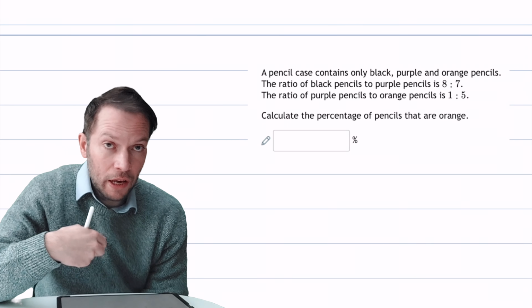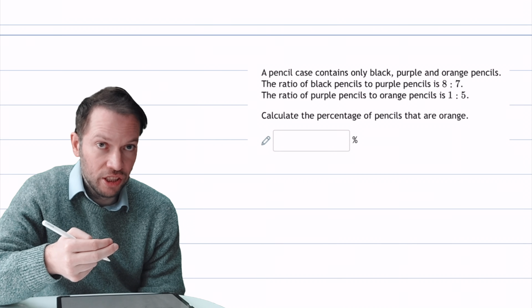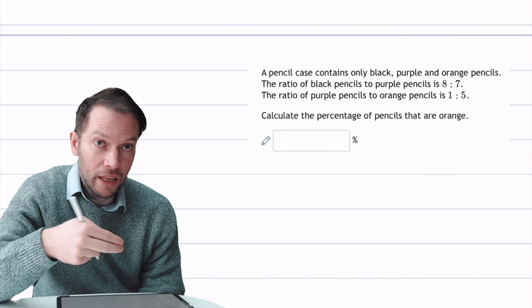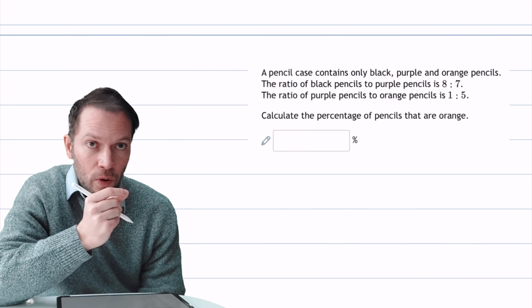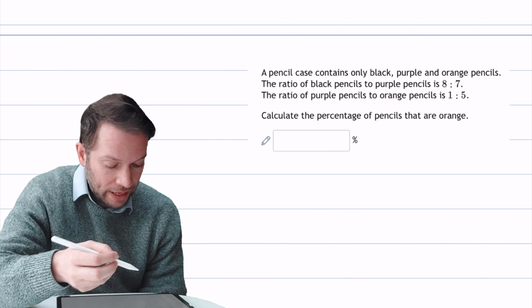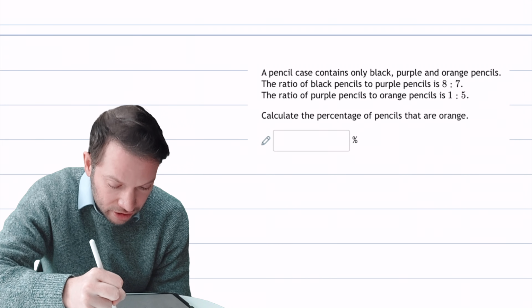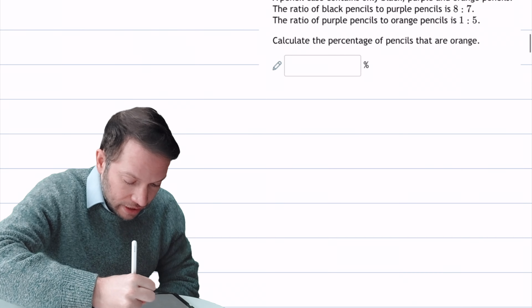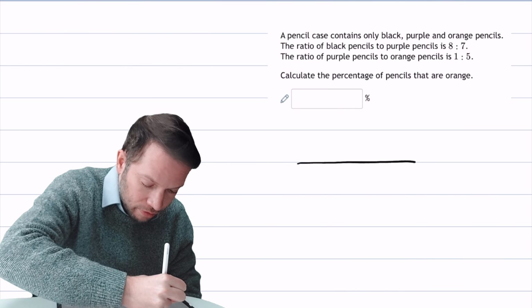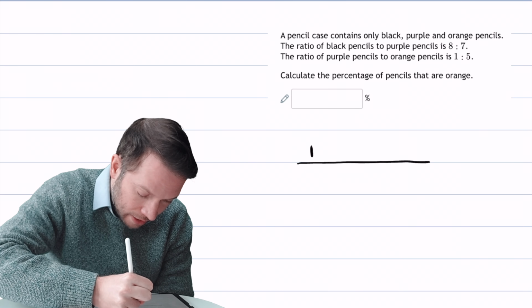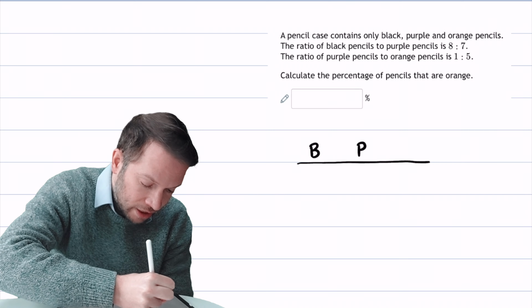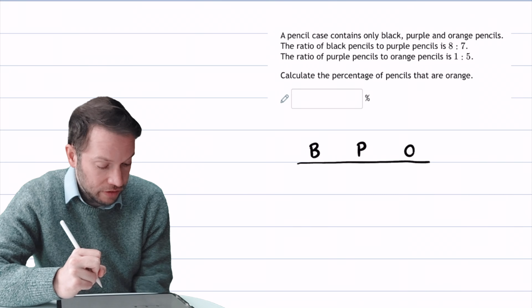Now, what we're going to do first is combine these into a single ratio like we did in the previous skill. And then once we've got that single ratio at the end of everything combined, we can then work out what percentage of the pencils are orange. So let's do that. What we did in the previous video is to have a nice little table to represent our information. Now we've got black, purple and orange. Thankfully, they're all different letters, so I can just use the first letter.